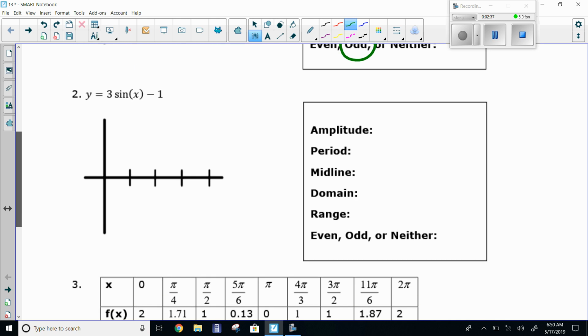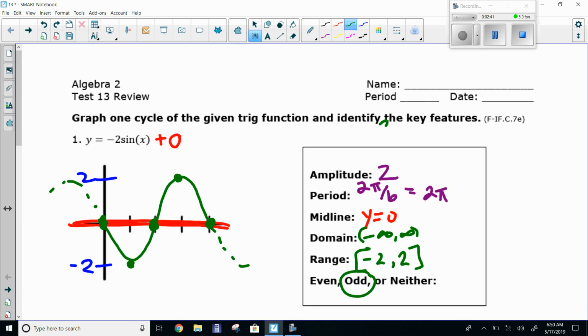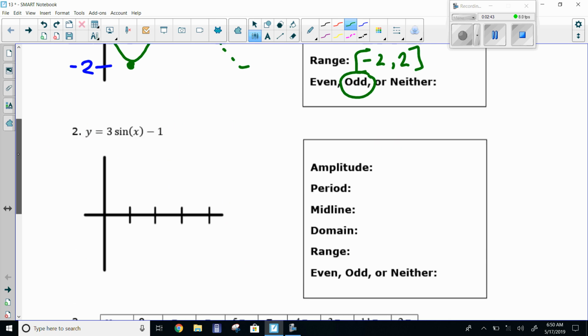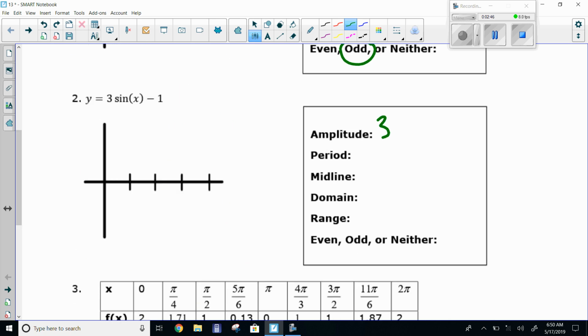Okay, next question. Same type of strategy here. We're going to use 3 as the amplitude. And then the period is still going to be 2 pi because that's what happens anytime you have just an x inside of here. It's just 2 pi. Your midline this time is going to be at -1, so y equals -1.